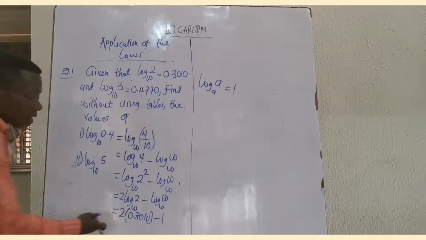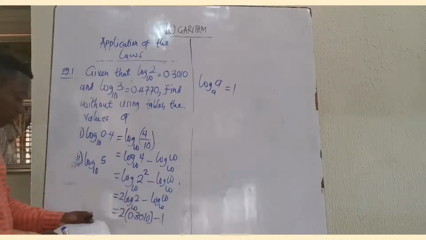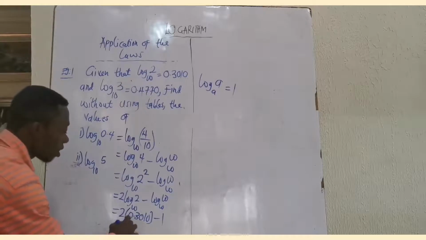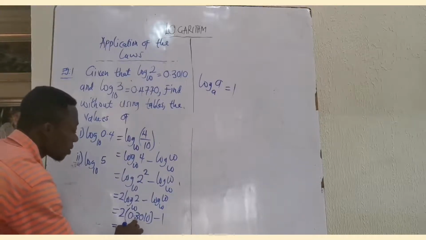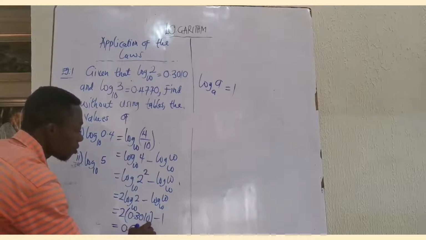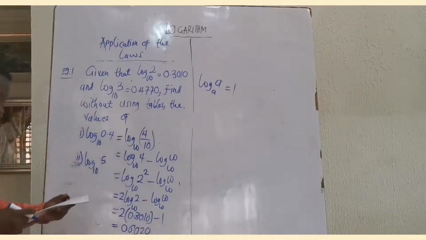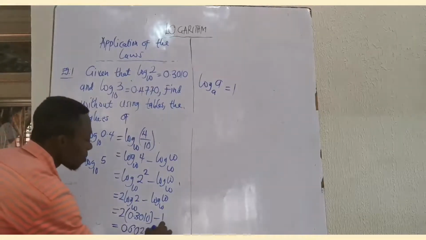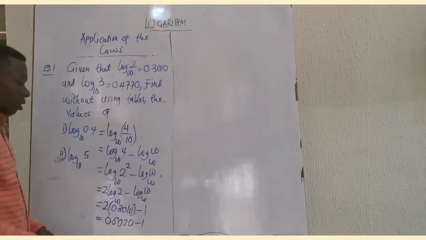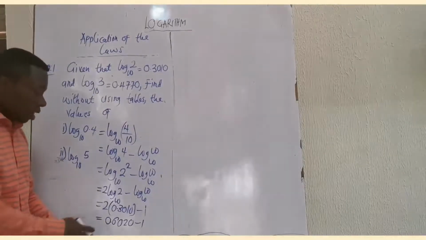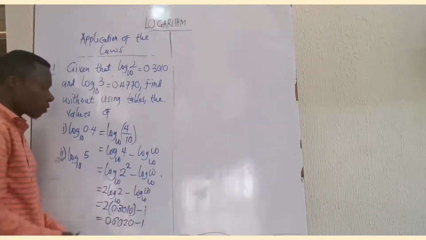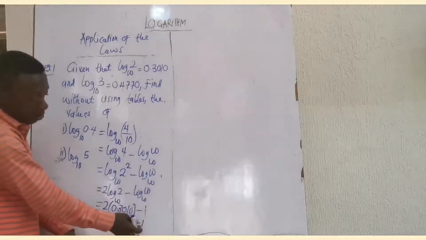So when you take a calculator, let's punch this and see what we're going to get at the end of the day. If I key this in, it's going to give me 0.6020. Then minus 1. So once you get to this stage, here we're having 0.6020 minus 1. Well, we said log of 10 to the base of 10 is going to give me 1.